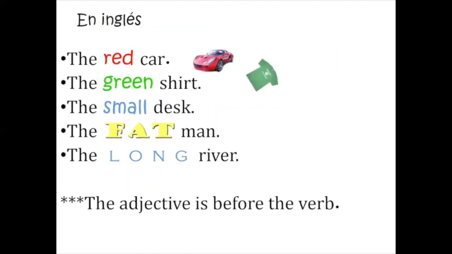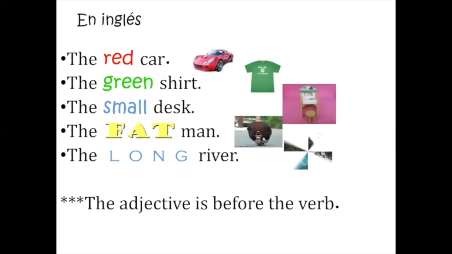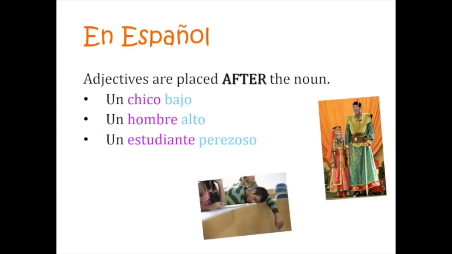Los adjetivos. En inglés, the adjectives, the red car, the green shirt, the small desk, the fat man, the long river. The adjective comes before the noun in English. En español, adjectives are placed after the noun. Un chico bajo, un hombre bajo, un estudiante perezoso.